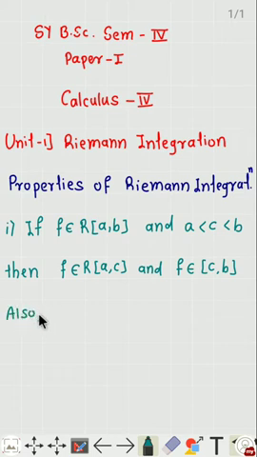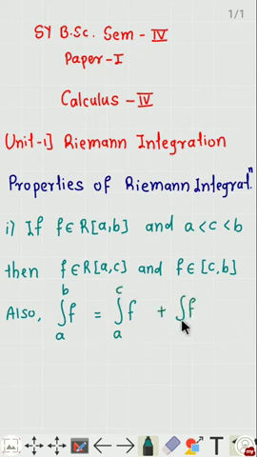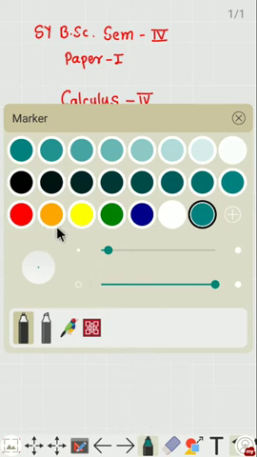Also, the integration of f over a to b is equal to the integration of f from a to c plus the integration of function f from c to b. Okay, so this is the first property of Riemann integration.